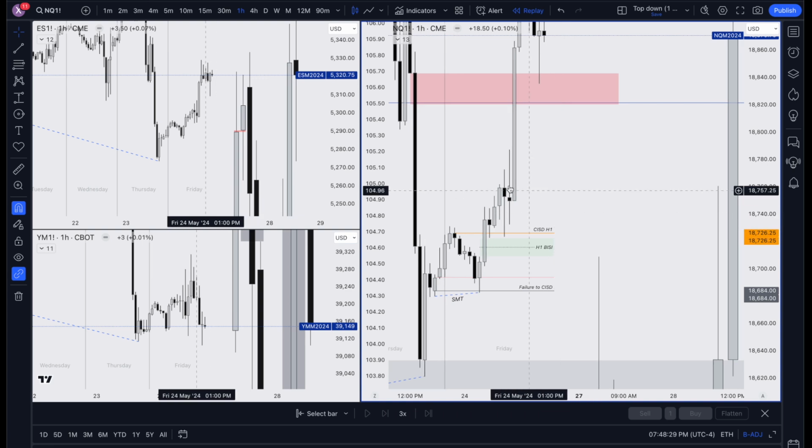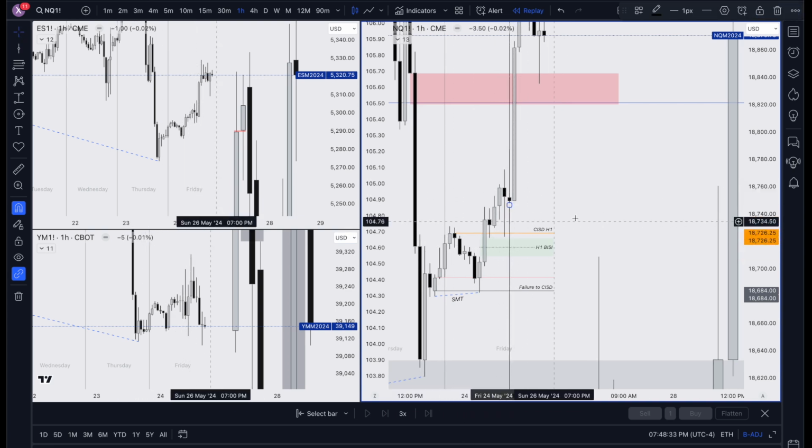Okay, CISD here. Let's look again before the session even opens, right? We're going to mark out our session open at 9 a.m. And we're not going to enter today until after equities open. Why? We have 10 a.m. news. So 9:30 to 10 might offer us an entry, and that's it. We don't want to enter at 8:30. We don't want to enter anything like that.